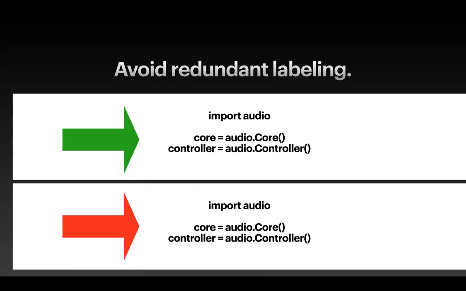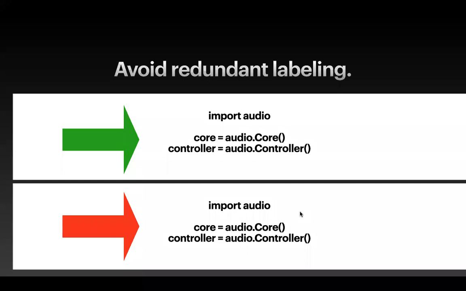Okay, let me talk about some more interesting things here. Avoid redundant labeling. What is this? Everybody writes import and some package name, some module name. But if you see, what is the difference between the green and red here? These arrows say we should not follow the red one. For example, import audio is there. Here I have core equal to audio.core, and again audio.controller. Basically, this controller is a subclass of the core. So we should not use it like this. We should avoid this redundant coding, which is going to be a big issue in these cases.